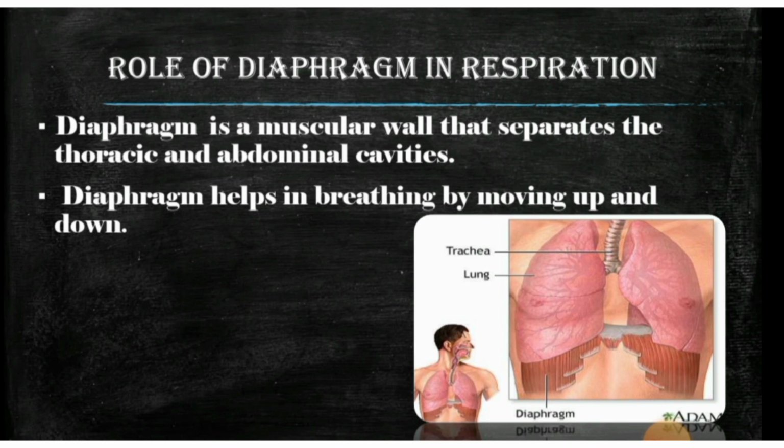Thus, the human respiratory system is a network of organs and tissues that help us to breathe. The major parts of the respiratory system include nostril, nasal cavity, pharynx, larynx, trachea, bronchi, bronchioles and alveoli.